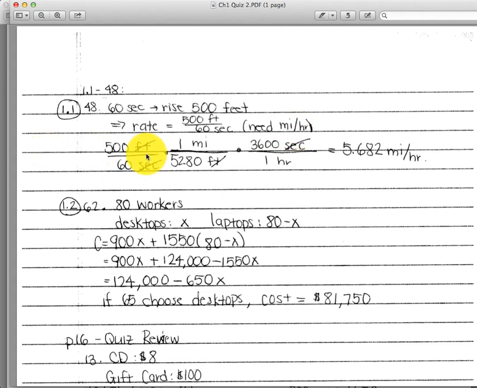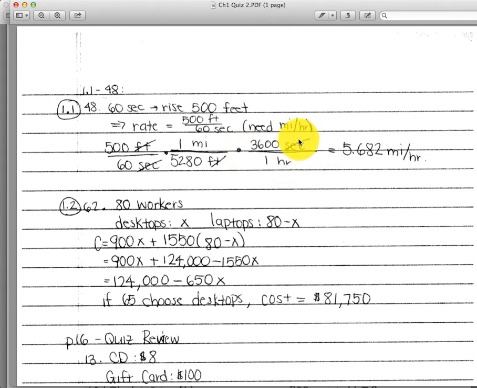So when we put that 500 feet over 60 seconds, we want it in miles per hour. So I'm going to tackle the miles first. I know that there are 5,280 feet in a mile. I want to cancel out feet with feet, so I know that the feet part goes in the denominator. And since there are 5,280 feet in 1 mile, the 5,280 has to stay with the feet.